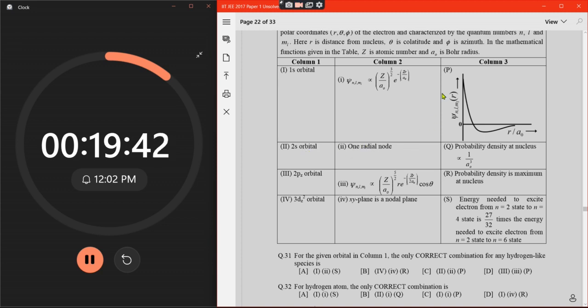Apparently, oh okay, no, it's correct because second, right? इसमें yes, there's one point where it's like 0, so that actually makes sense. Sure, it's for 2s. So it is correct. 31 का C correct था. और के 32 का for hydrogen atom, the only correct combination is.